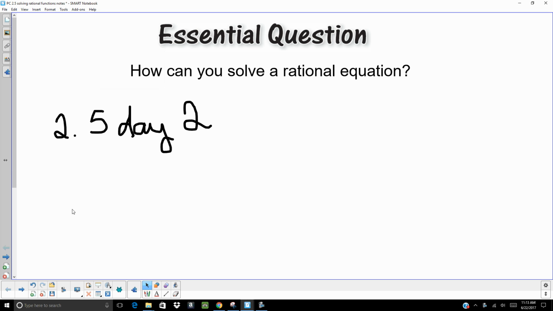Hello, today we are doing Chapter 2, Section 5, Day 2 in Pre-Calc. And our essential question is, how can you solve a rational equation?